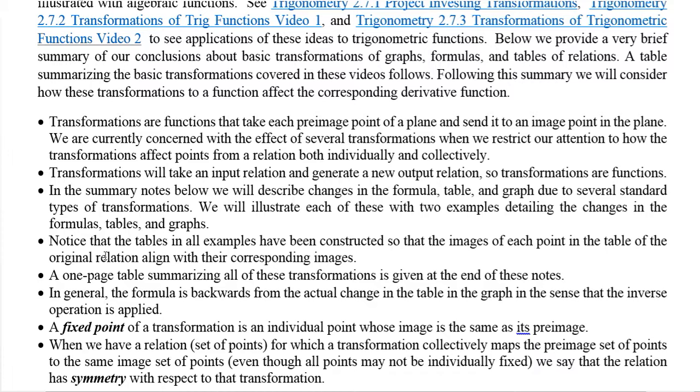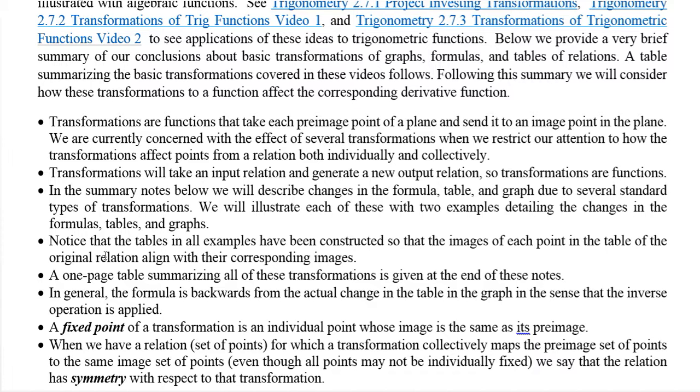At the end, we'll come up with a table that summarizes all these transformations on a single page of notes. And remember again that the formula is backwards from the actual change of the table and the graph because the inverse operation is applied there. Now, a couple of words I want to define here, and then we'll stop this video and go into a series of short videos on each of the types of transformations. A fixed point of a transformation is an individual point whose image is the same as its pre-image. So when you apply the transformation, that point as an individual point does not move at all.